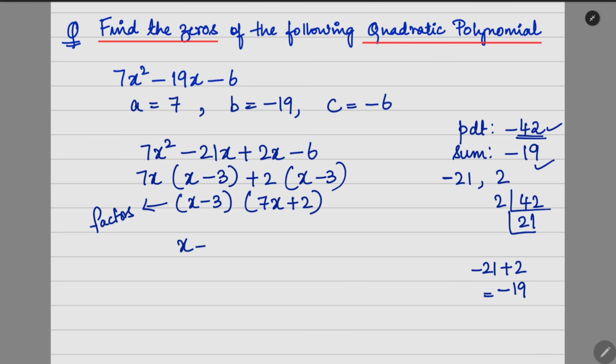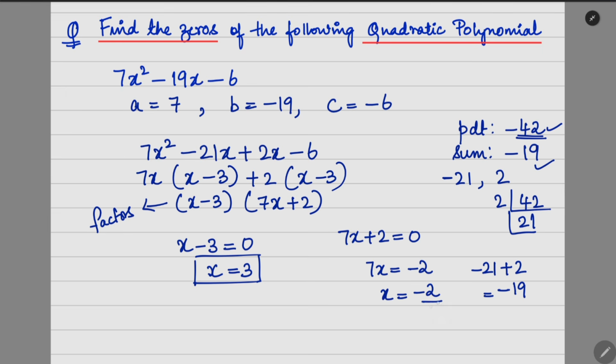And in order to find the zeros, you have to equate each of the factors to 0. So x minus 3 equal to 0 and x equal to 3. This is 1. 7x plus 2 equal to 0. So 7x equal to minus 2 and x is equal to minus 2 by 7. You are not supposed to leave the answer as this.